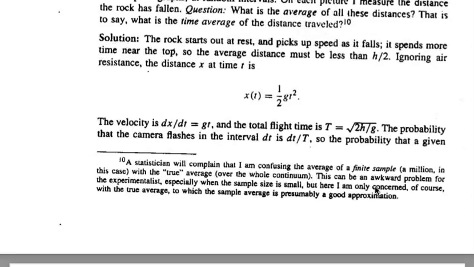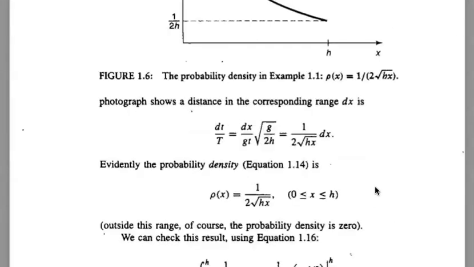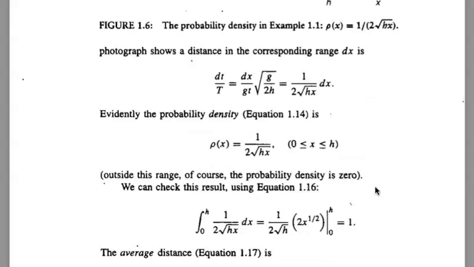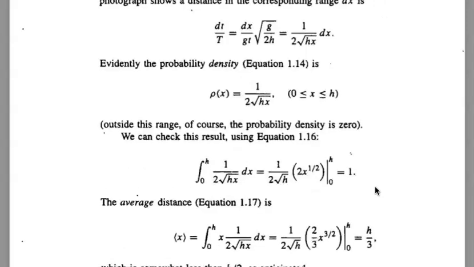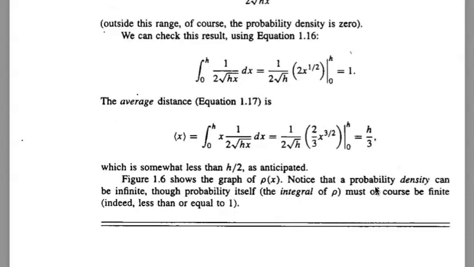Okay, so you can stop the play. Go through this problem here and understand how we get that the probability density is 1 over 2 square root of h times x. And then you integrate that expression here to normalize it, to make sure it's equal to 1. And then you can find the expectation value of the height.